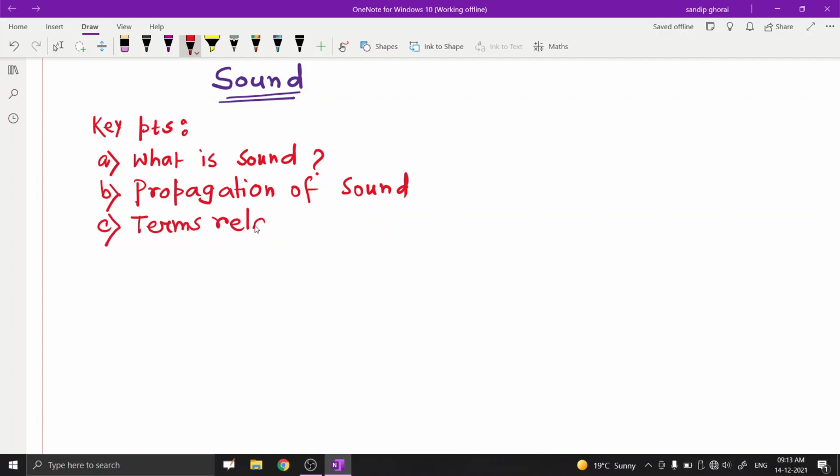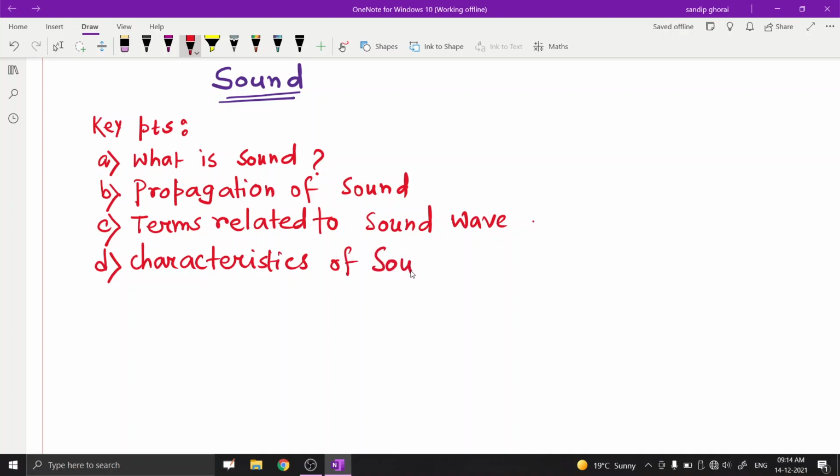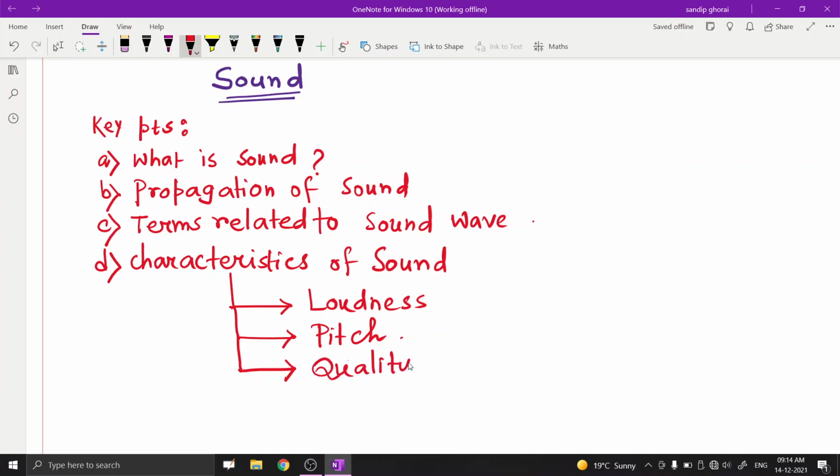Terms related to sound propagation or related to sound wave. And the next one is characteristics of sound. Here we discuss three characteristics. First one is loudness of sound, or we can say intensity of a sound. The next one is pitch of a sound. And the last one is quality of sound, or it's also called timbre.